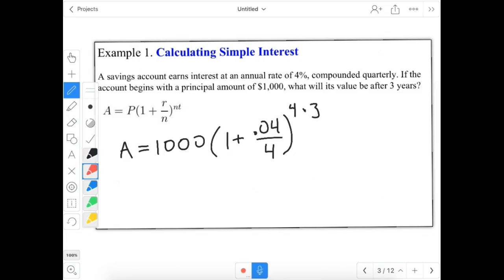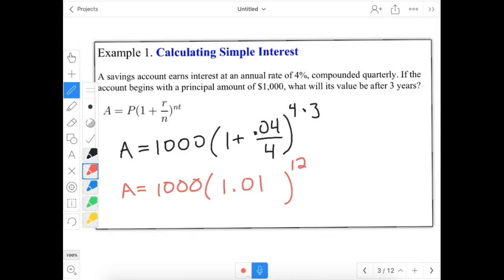Now, when we're solving this, we need to keep in mind our order of operations. So we want to deal with those pieces that are inside the parentheses first. So we have A is equal to 1,000. Now, 0.04 divided by 4 is 0.01. So this would be 1.01 since we're adding 1. And that's going to be raised to the 12th power.